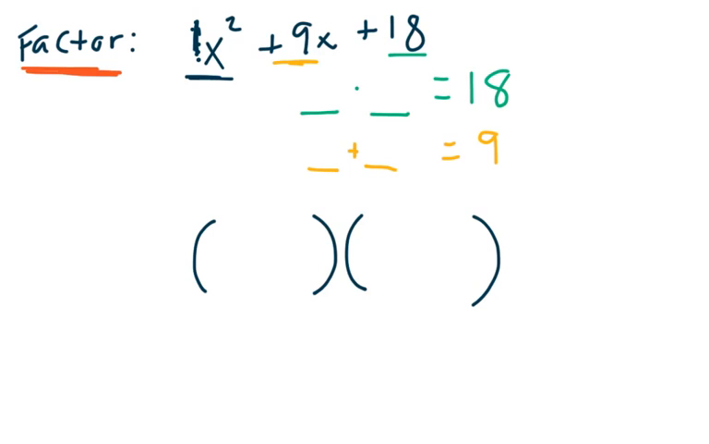So maybe you go through in your head and think, okay, what multiplies to 18? Well, 9 and 2 multiply to get 18, because 9 times 2 is 18. But 9 plus 2 does not equal 9, so that couldn't work. So you go back and think, what else could equal 18? Well, I know that 6 times 3 equals 18, and oh look, 6 plus 3 equals 9 as well. So that means my factored form here is x plus 6 times x plus 3.